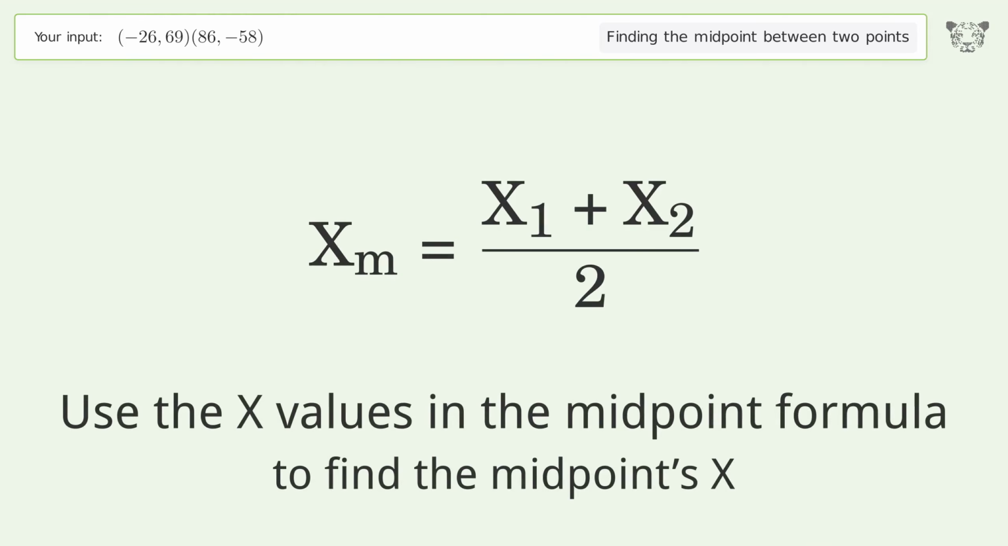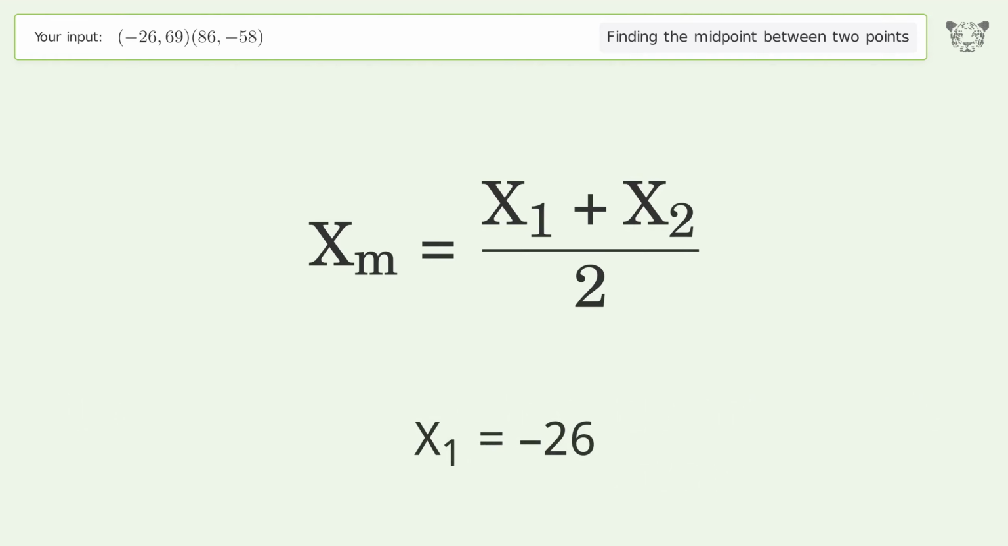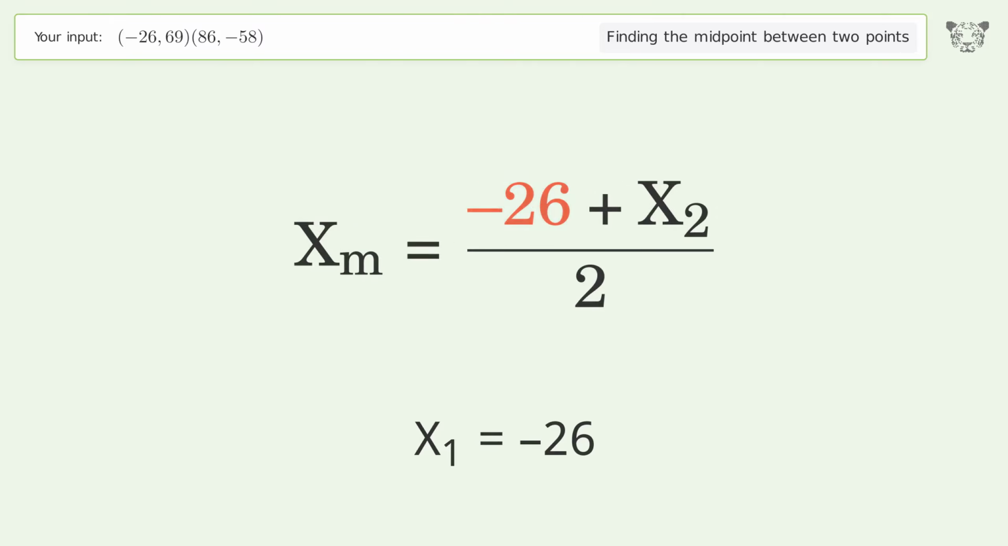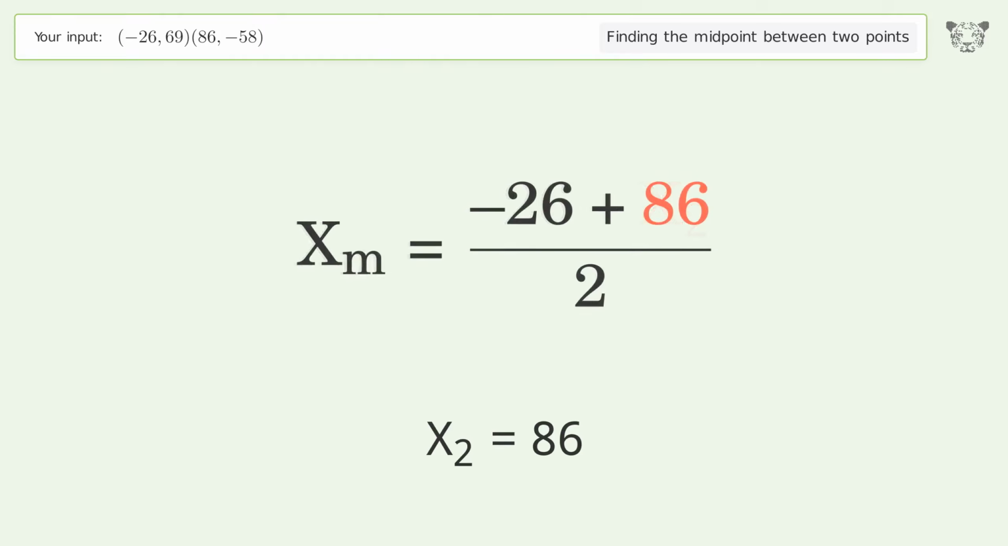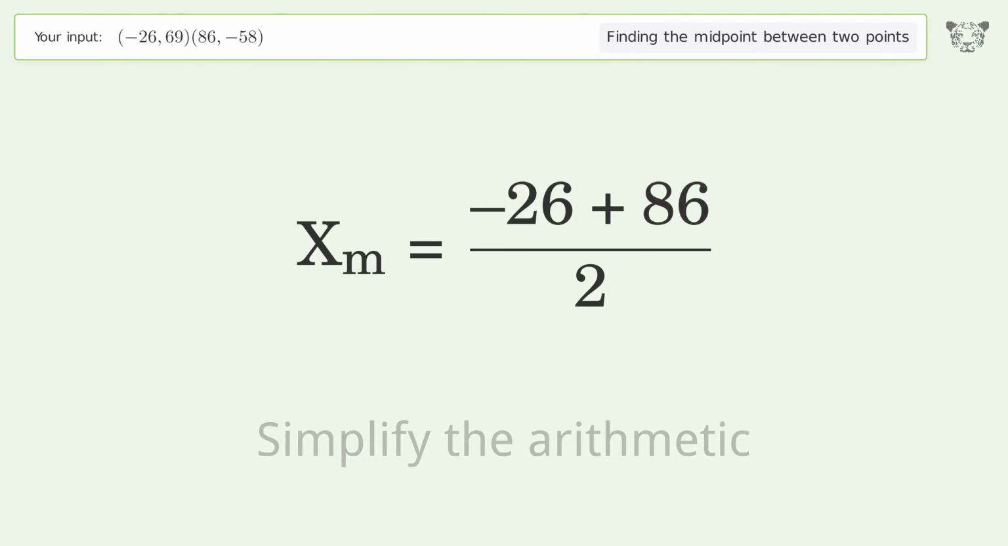Use the x values in the midpoint formula to find the midpoint's x. x1 equals -26. x2 equals 86. Simplify the arithmetic.